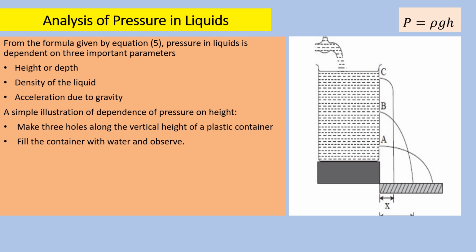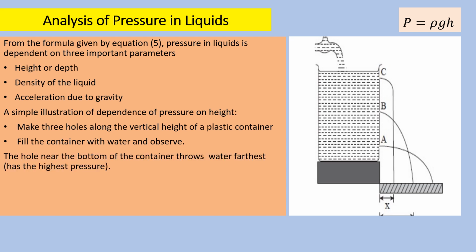So you can see the hole which is close to the bottom will be drawing water at a higher pressure because the jet essentially will be drawing water to a further distance than B and C. And therefore we can say that pressure is higher at point A than point B, which is again higher than pressure at point C.